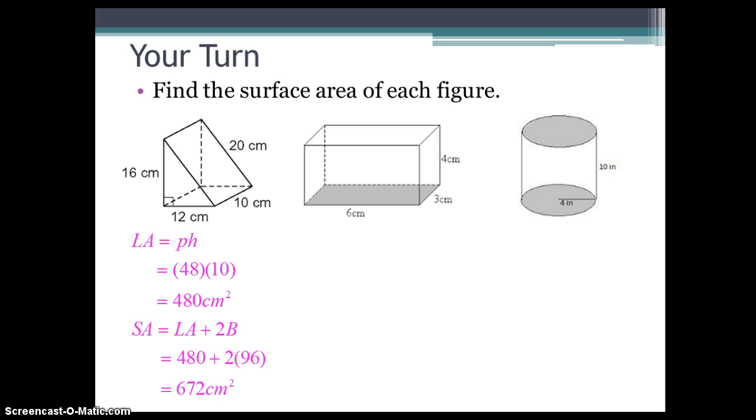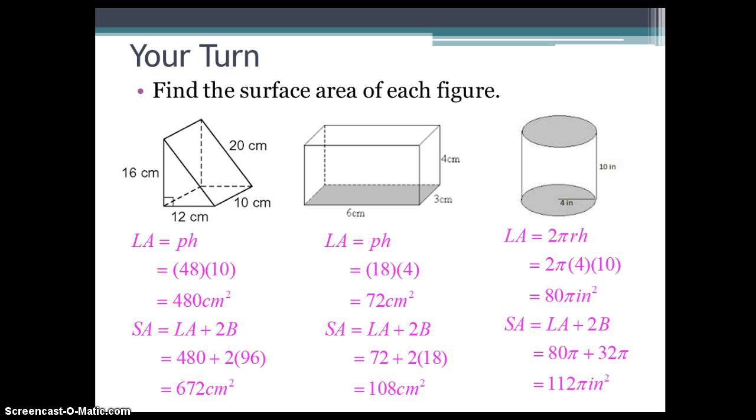For the first one, we get the lateral area of 480 centimeters squared, which gives us the surface area of 672 square centimeters. In the second one, we get the lateral area of 72 centimeters squared, which gives us the surface area of 108 centimeters squared. And in the third one, we get the lateral area of 80 pi inches squared, and we get the surface area of 112 pi inches squared. Pause the video, check that your work matches mine.